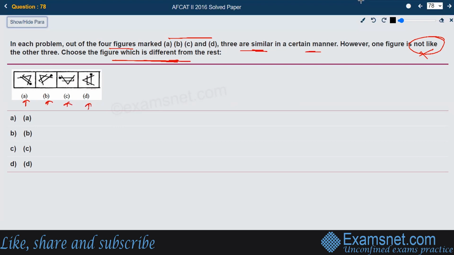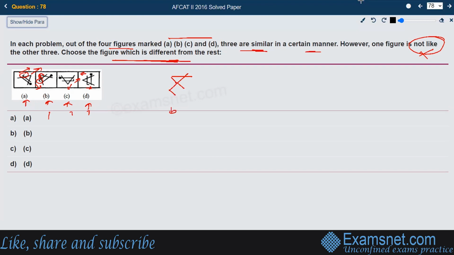See, in A, the top vertex of A is in the same direction as this small hyphen. Again, in figure B, this top notch is facing this way, and the hyphen is facing downward. In figure C, the top notch is facing downward, and the hyphen is facing upward. In option D, the top notch is facing left, and the hyphen is facing down. So what we observe is that in figures B, C, and D, the top notch and that particular hyphen are in the reverse direction.